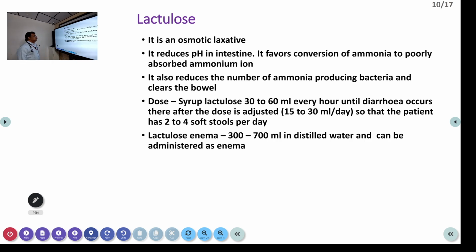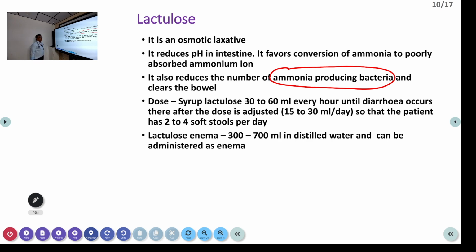Another important drug is lactulose, because lactulose is not a drug which can prevent the bleeding, but it is used to prevent the hepatic encephalopathy. You know that in our intestine there are a lot of ammonia producing bacteria. That is very important. This lactulose is a drug which can produce loose stools, and it is a poorly absorbable drug. You can taste it, it is a sugar solution, but it will not be absorbed.